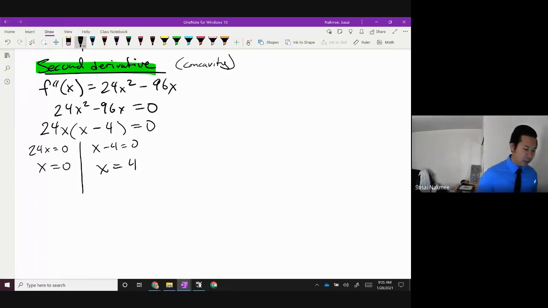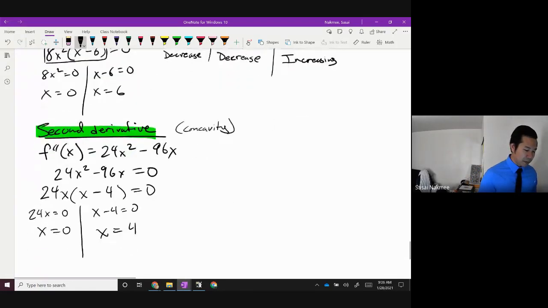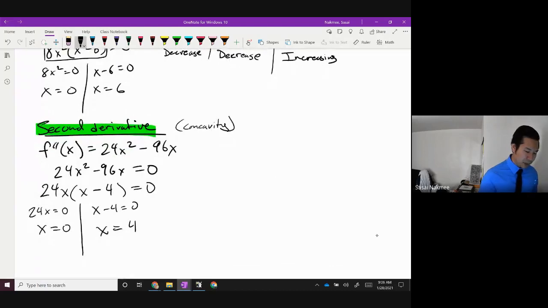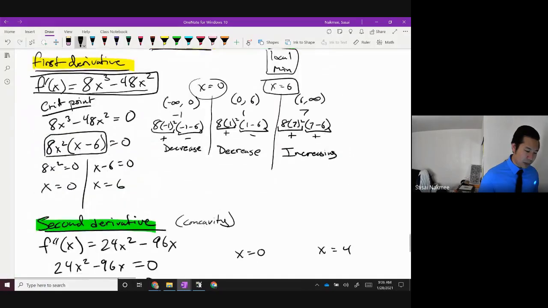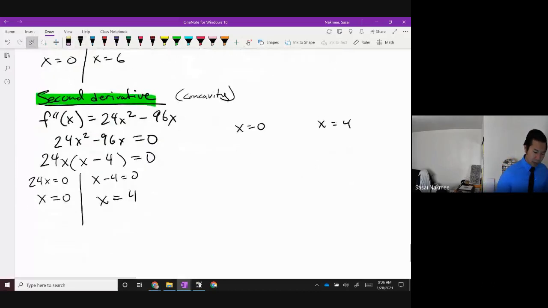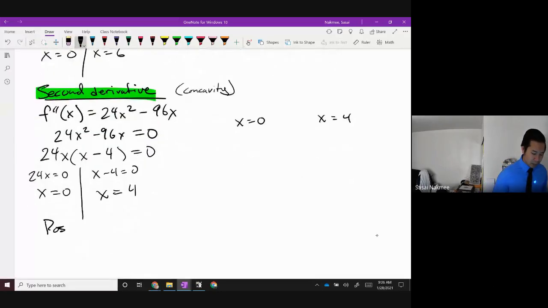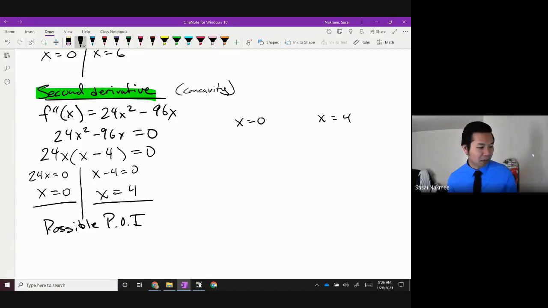Just like the other table we have up here, right? I'm going to do it for these guys right here. This right here is x equals 0, and the other is x equals 4. This time, though, these guys are not called my critical points. These are called my possible points of inflection. Possible points of inflection here at x equals 0 and x equals 4.